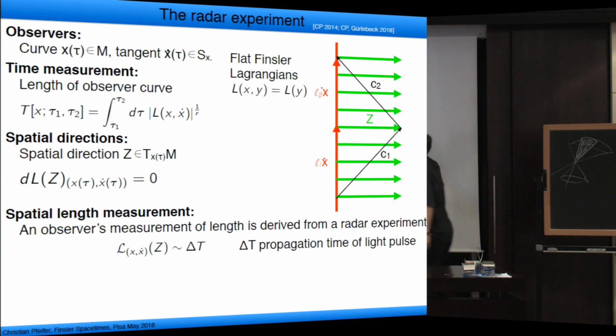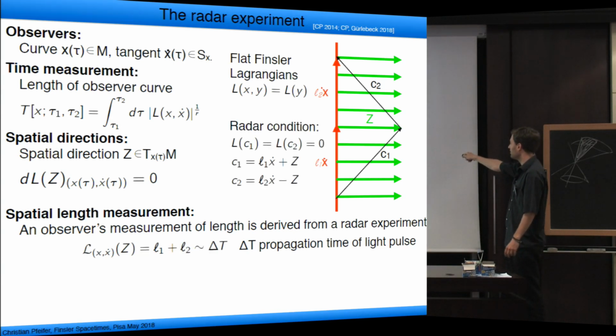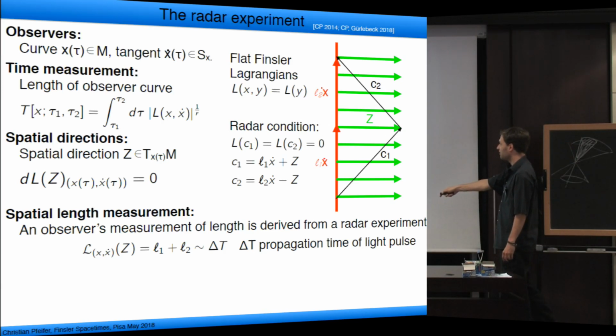Yeah, you have a light-like curve, you have a time-like curve, you have the reflection point, and then the condition that this is a light-like curve and this is a light-like curve is given by this, where we simply add these curves together to obtain the outgoing light ray and the incoming light ray. And then this length the observer associates to this rod is given by the sum of these coefficients.